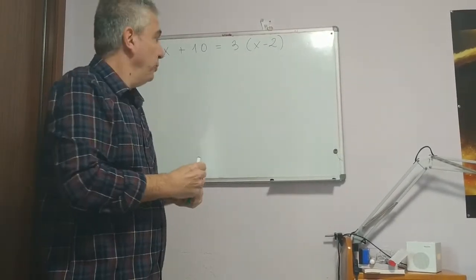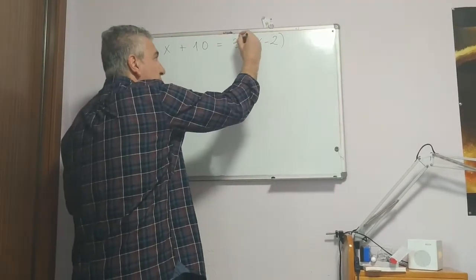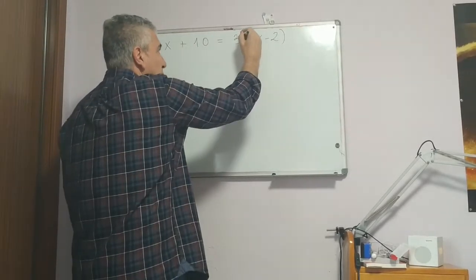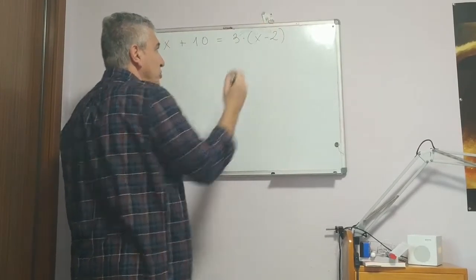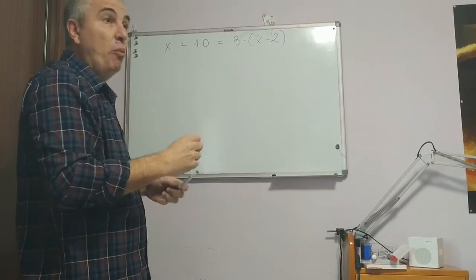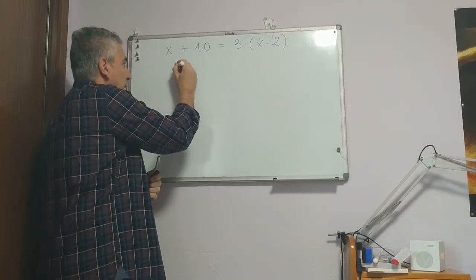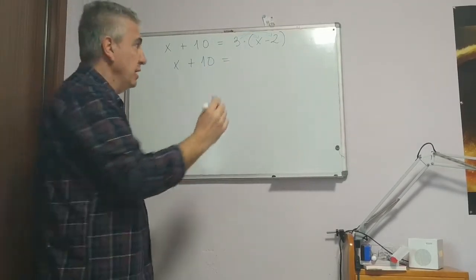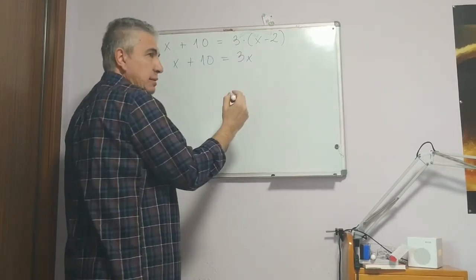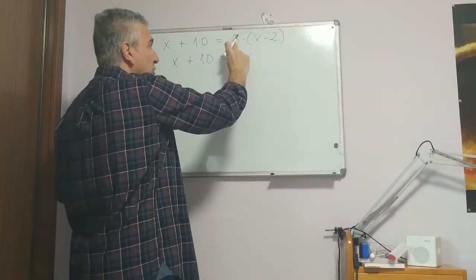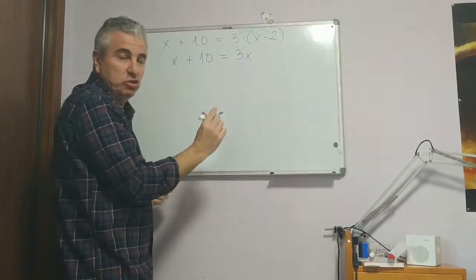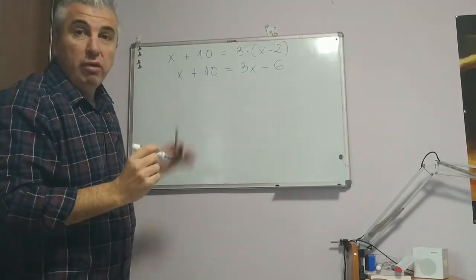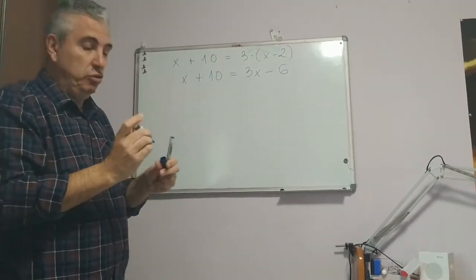How do you apply the distributive property? You have to multiply the number 3, and there is a point here. We have to multiply 3 times x and 3 times minus 2. This is what we have to do, okay? And copy the rest. So x plus 10 equals 2. 3 times x is 3x. That is 3 times x, right? 3, which is positive, times minus 2 is negative 6. So now we have an ordinary equation and you know how to do it.